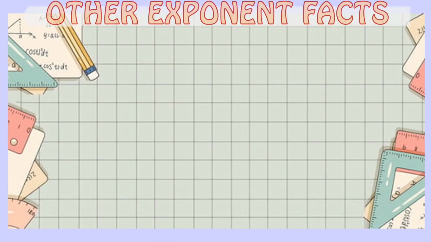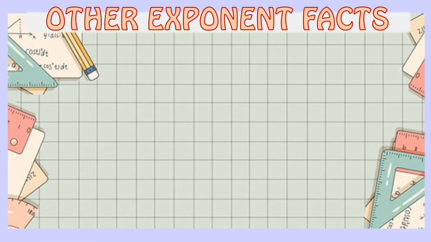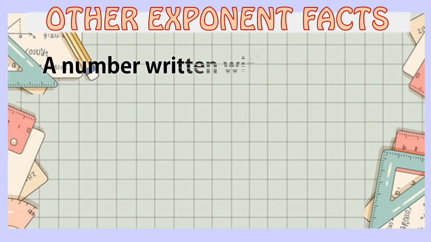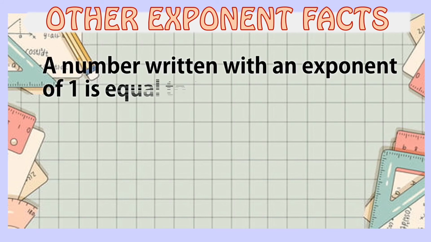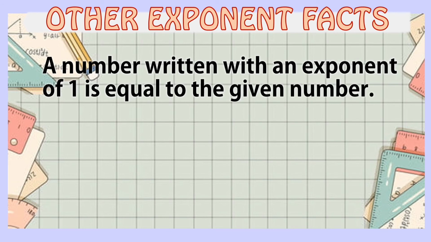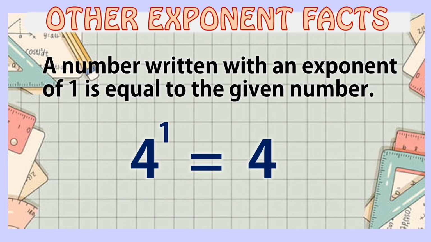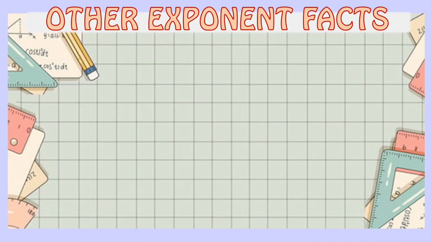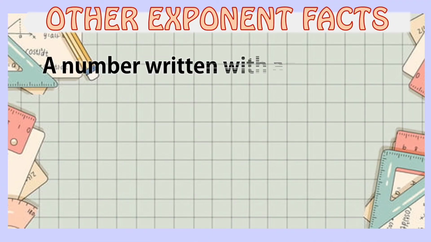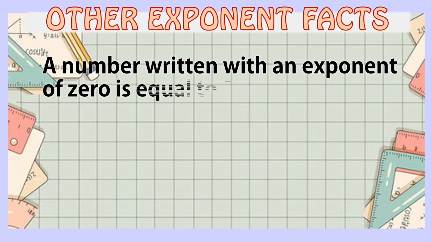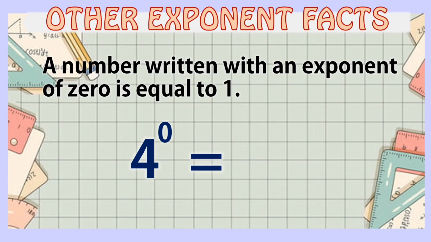Now, be reminded of other exponent facts. A number written with an exponent of 1 is equal to the given number. Example, 4 with an exponent of 1 is equal to 4 also. Another one, a number written with an exponent of 0 is equal to 1. Example, 4 with an exponent of 0 is equal to 1.